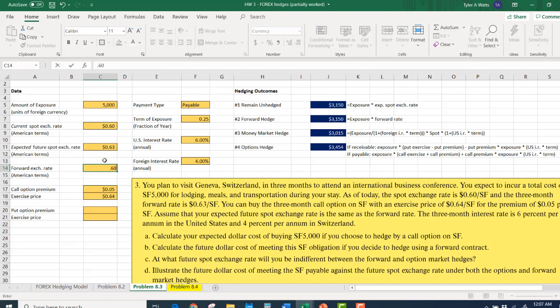So for example, if the forward rate were 60 cents per Swiss franc, then buying it forward would only have a net cost of $3,000. Okay, the money market hedge. Well, that only has a cost of $3,015. What's the reason for that? Well, look at the interest rates.